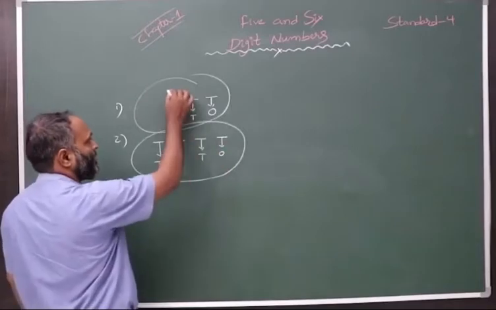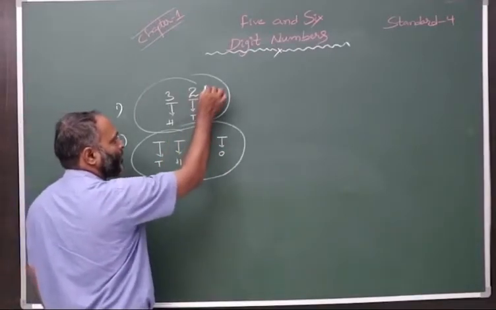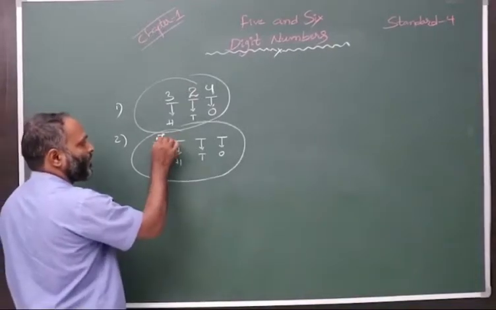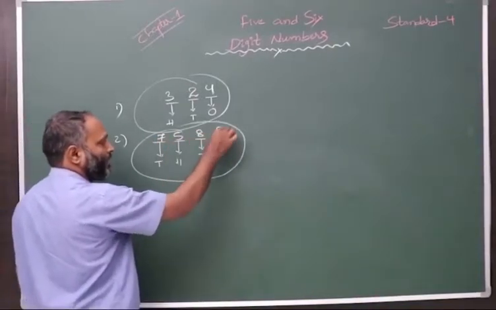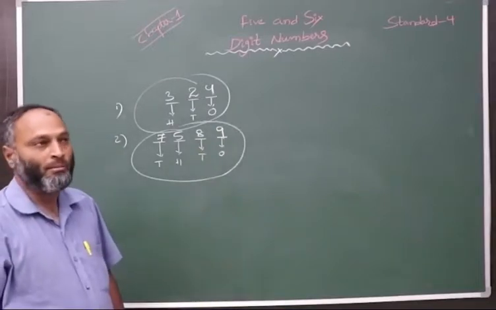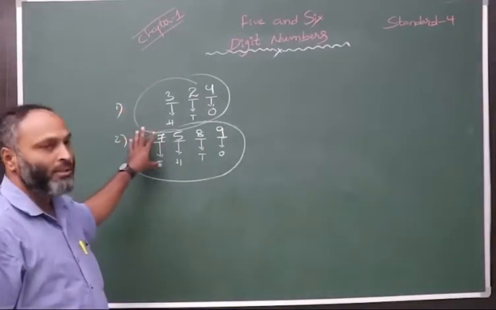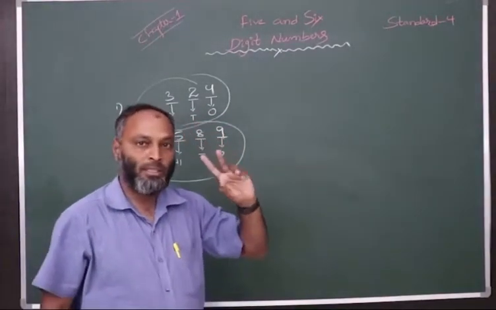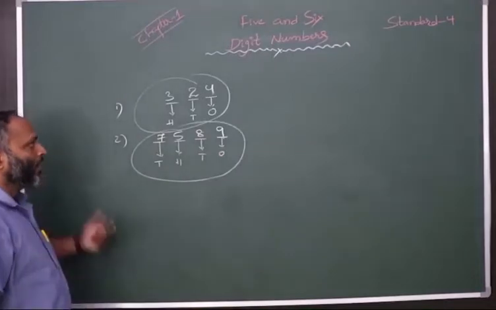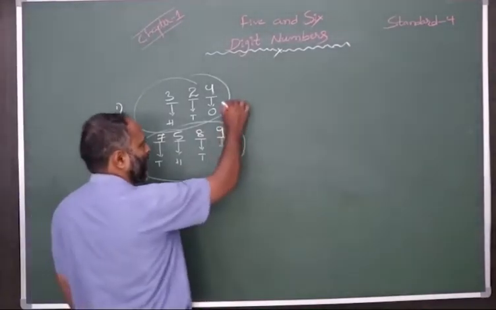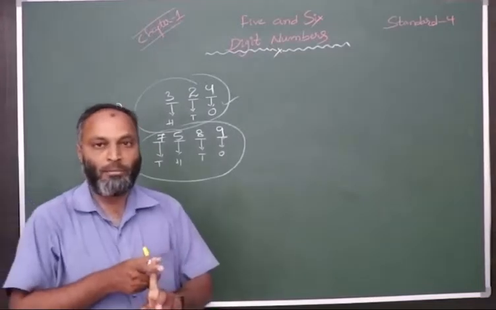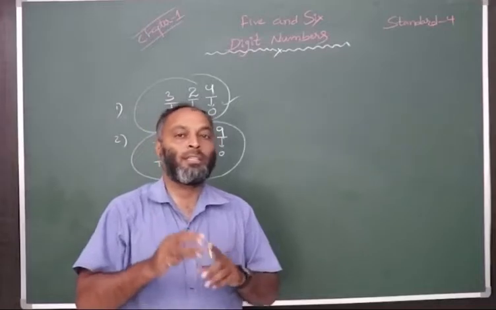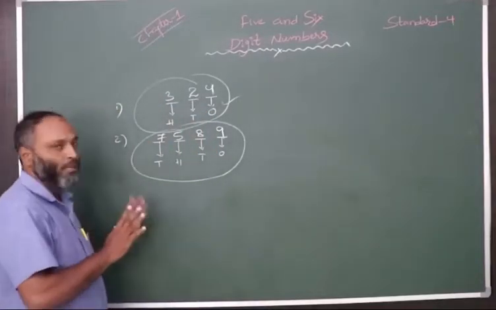Suppose, for example, 3 4 is our 3 digit number, and 7, 5, 8, 9 is our 4 digit number. These two kinds of numbers, 3 digit numbers and 4 digit numbers, we discussed in our previous classes, in third class. Then how to read a number, how to compare numbers, and how to arrange them in ascending order and descending order, all these things we discussed in our previous class.